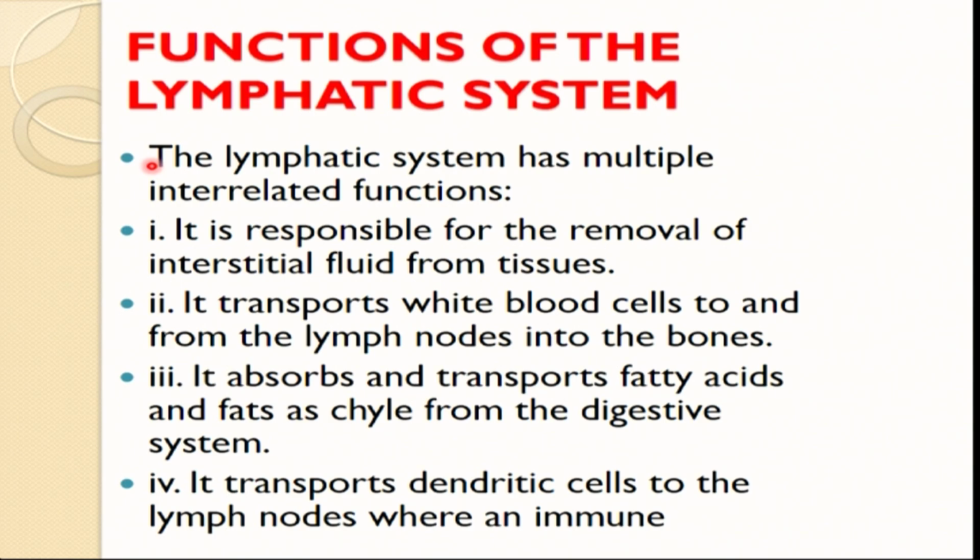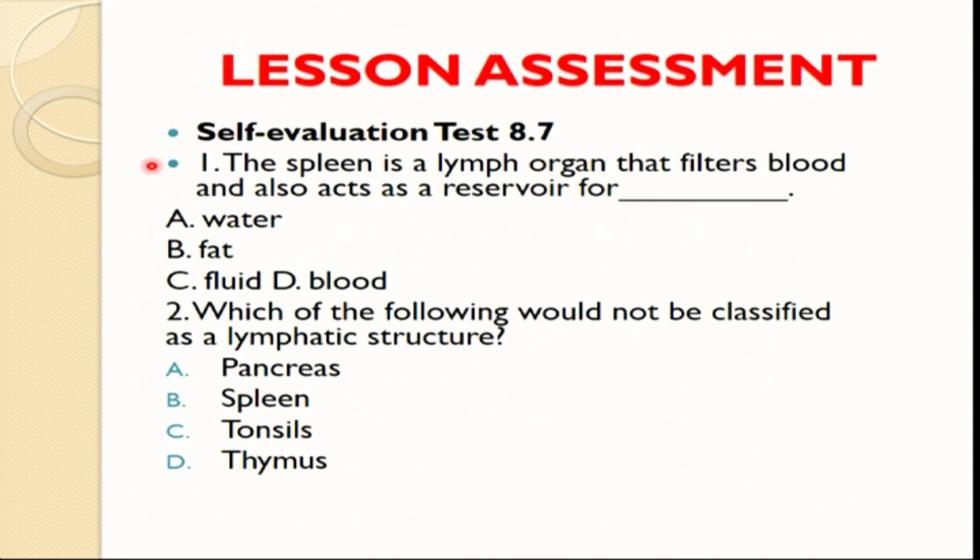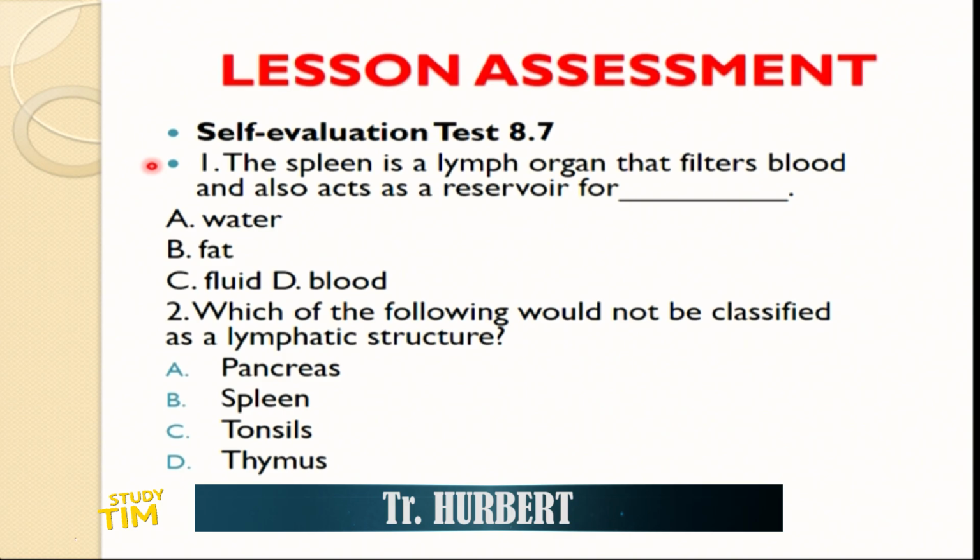It transports dendritic cells to lymph nodes where an immune response is going to be formed. So we have a home assignment. You have to go through it and test your competence. That one can be found in the senior 3 biology book on page 146. You will find the activity self-evaluation.